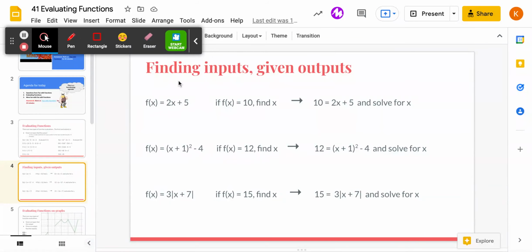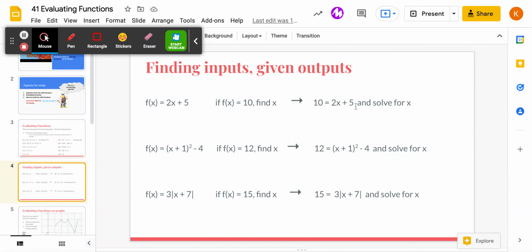This time we're going to find the input when given an output. So this is a little bit different. You can see the notation here, f of x equals 10. Right now, our job is to find the input. I want to know what the input is, but I do know the output is 10. Remember, f of x is the output. If the output is 10, just plug it in.